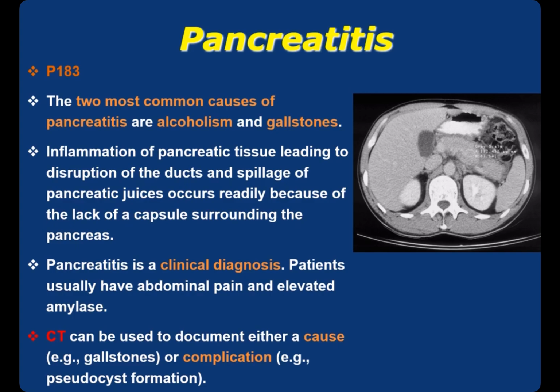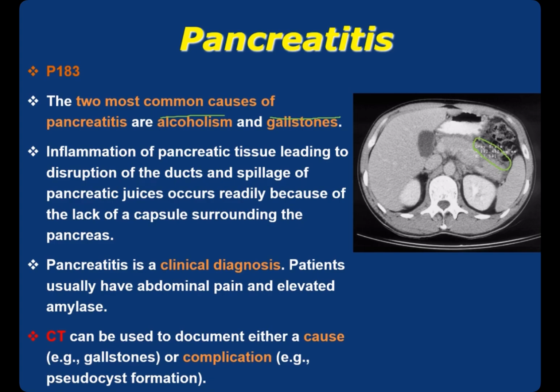We should remember that the two most common causes of pancreatitis are alcoholism and gallstones. Inflammation of pancreatic tissue leading to disruption of the ducts and spillage of pancreatic juice occurs readily because of the lack of a capsule surrounding the pancreas. In this CT image, we can see spillage of pancreatic juice.